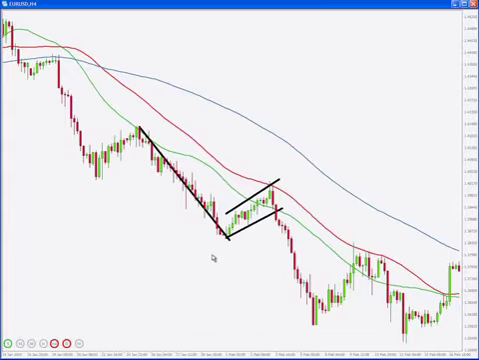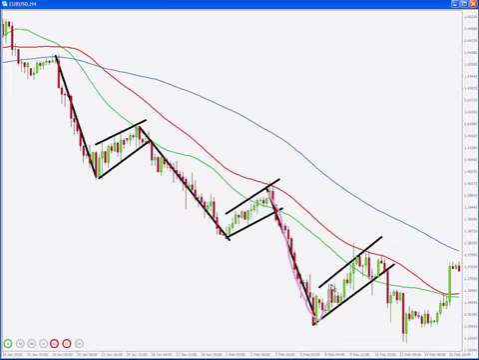Do you see that? That's another flag, isn't it? Now, what's that? There we are. That's another flag, isn't it? Now, what's that? Isn't that another flag? Okay, another pole and another retracement channel. Another swing and another retracement channel. Another swing and another retracement channel.